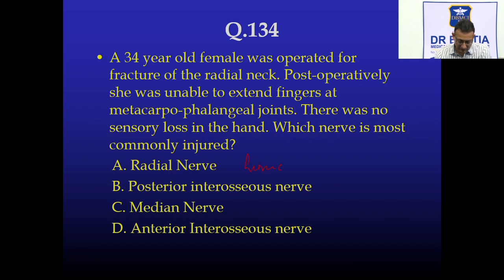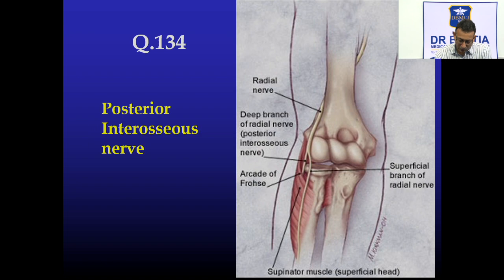Okay, but in this case the surgery is being done below the shaft of the humerus around the elbow, and if radial nerve goes, definitely will have loss of extension of the metacarpophalangeal joints, but will have sensory loss as well if the radial nerve is injured. And so if we see, the radial nerve around the elbow divides into two nerves. One is the posterior interosseous nerve, other is the superficial radial nerve.